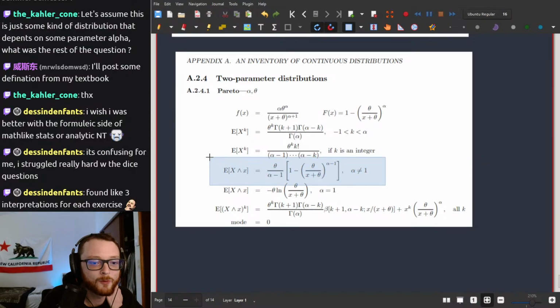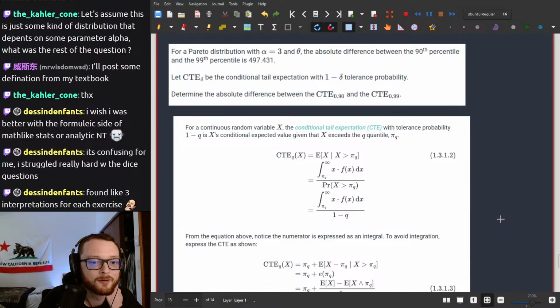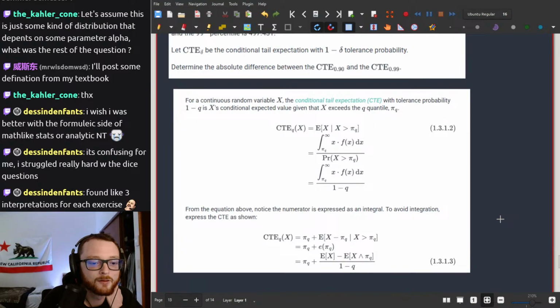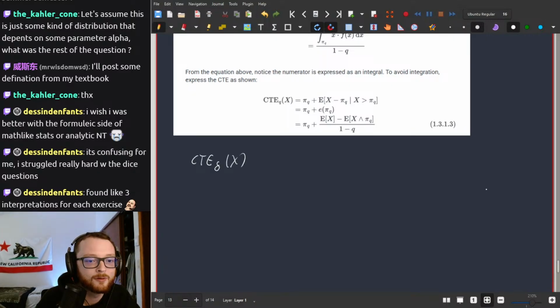Okay, so we have this formula here. I'm kind of blindly fumbling my way through this, but I think maybe we can get somewhere. I don't know what pi sub delta is, but hopefully we can figure that out in a minute.